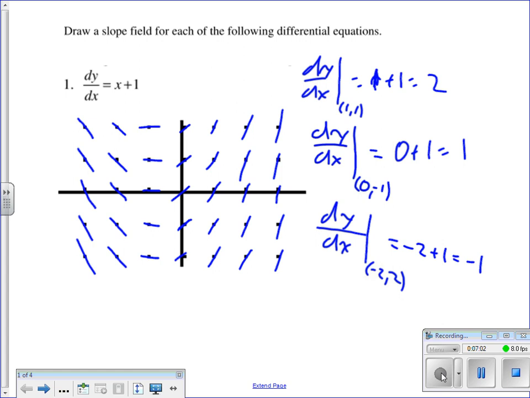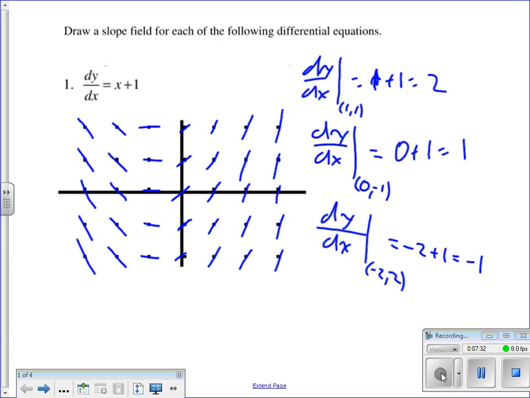Okay. What kind of shape do you see in here? You see a parabola. And if I take the antiderivative of x plus 1, I get 1/2 x squared plus x, and then plus c. The plus c determines which one of these I go through. Okay? Does that make sense? Slope fields aren't that difficult. Okay? So that was the first one.